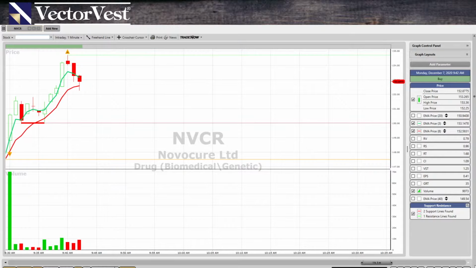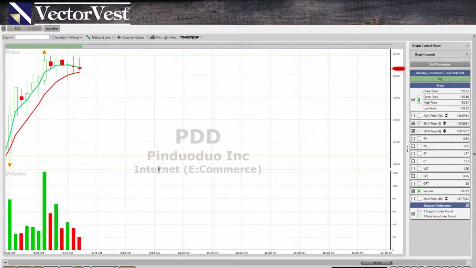All right, let's go to the next stock. What else is in here? Pinduoduo. Nicely moved up this morning. Look at that level of resistance, which is at the high of 150.94. Touch, touch, touch, touch, touch. That's a beautiful level of resistance. It's having a hard time getting through.